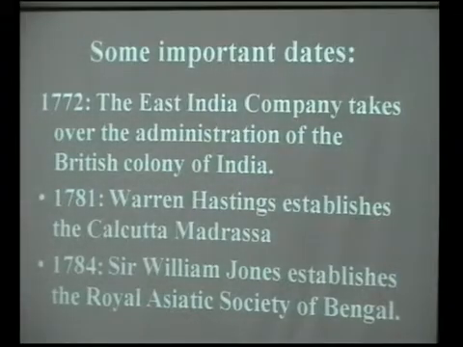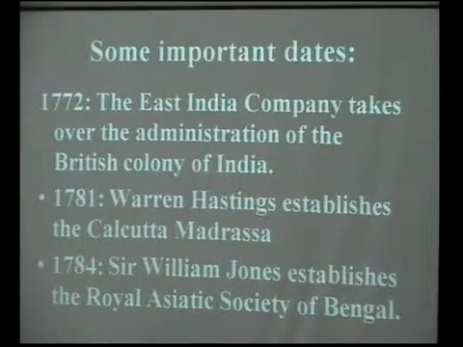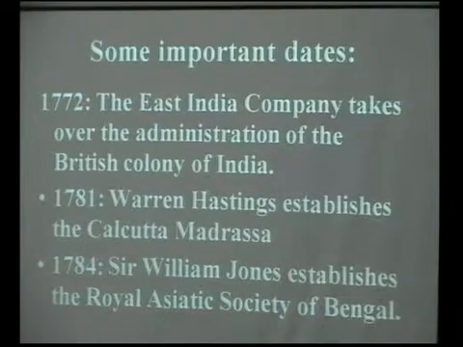The first important date is 1772. This is the year when the East India Company took over the administration of the British colony of India. 1781 is the date that Warren Hastings, the then Viceroy, established the Calcutta Madrasa. 1784 is the year that Sir William Jones established the Royal Asiatic Society of Bengal. Now, Sir William Jones is somewhat an important name.